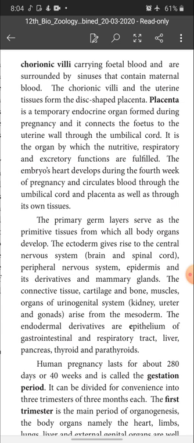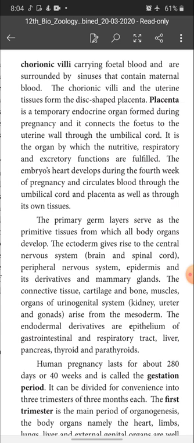Then the primary germ layers. What are the primary germ layers? Ectoderm, endoderm and mesoderm are called primary germ layers, which serve as a primitive tissue from which all body organs develop. The ectoderm gives rise to the central nervous system. See children, note down the structures developed from the ectoderm: brain and spinal cord, peripheral nervous system, epidermis and its derivatives, and mammary glands are of ectodermal origin. What are the ectodermal derivatives from the germ layers?